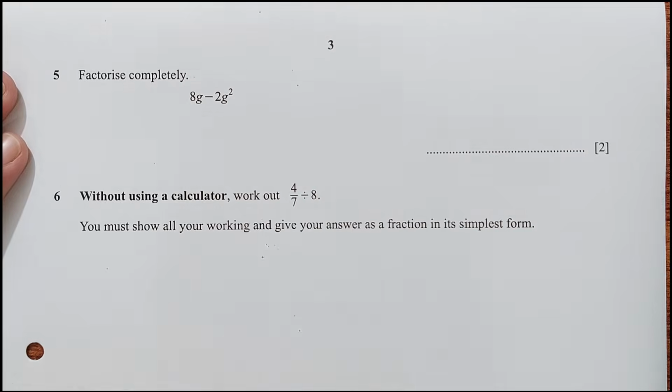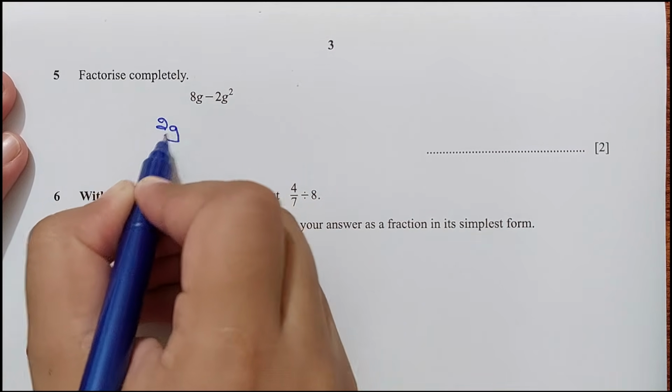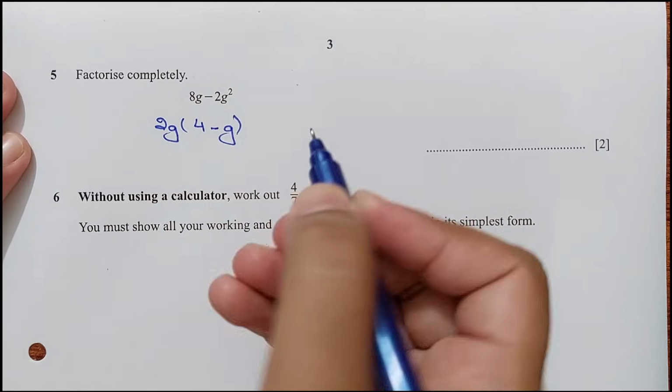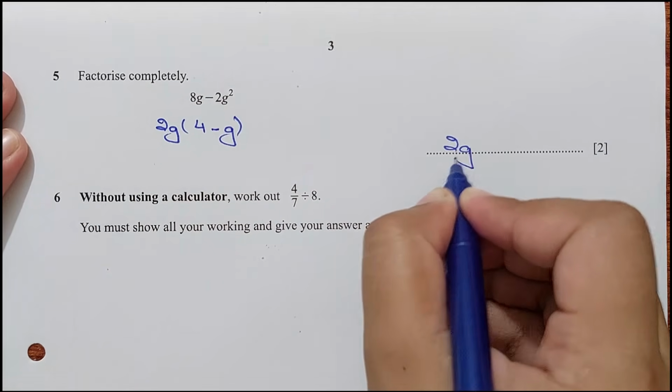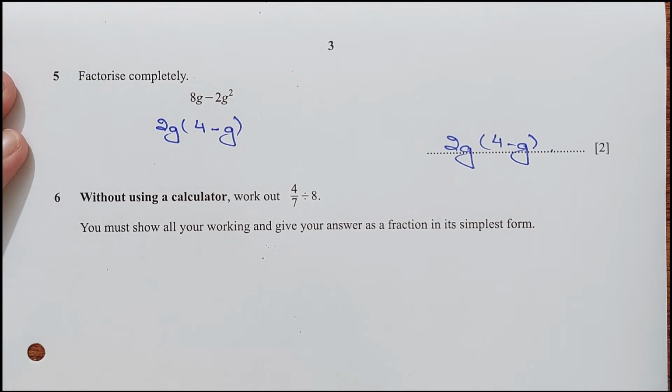Question number 5, factorize completely. From 8 and 2, you can take 2 common, and g is common. 2 times 4 is 8 and negative g. This is a complete factorization: 2g times (4 minus g). Right.